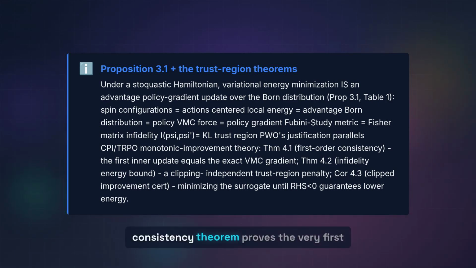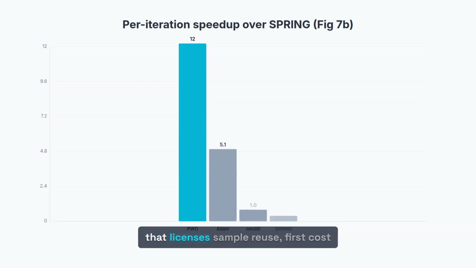A first-order consistency theorem proves the very first inner update equals the true variational gradient, and an infidelity bound plays the role of the trust region that licenses sample reuse.